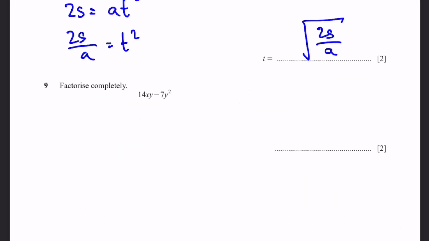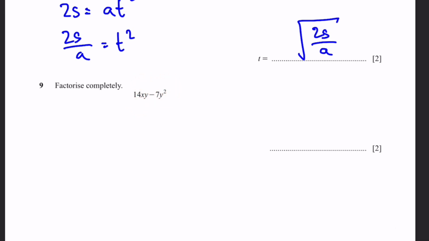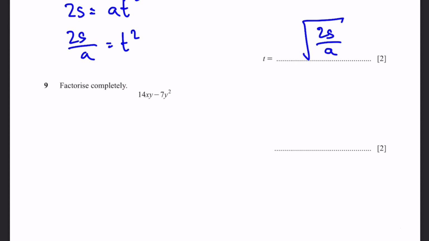Question 9. Factorize completely 14xy minus 7y squared. Look at the common factors. Because 14 and 7 are both divisible by 7, we can bring out a 7 from these two. And also, there's some amount of y's in these. There's a y here and y squared, so we can take out one y as well. So 7y can be removed, and then 2x minus y. That's the answer.